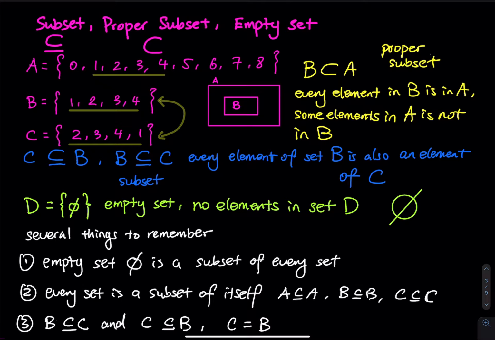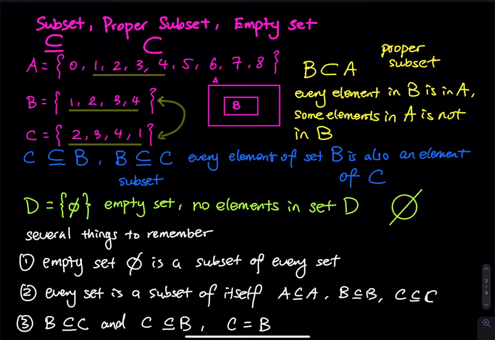Okay, so the first symbol that I would like to go over is proper subset. The proper subset symbol looks like a C. So using these three sets, I can say set B is a proper subset of A, because every element in B is in A, but some element in A is not in B. So 1, 2, 3, 4 is in B, but in A we have some other numbers that are not in B. So we say B is a subset of A, but to be specific, we should say B is a proper subset of A.